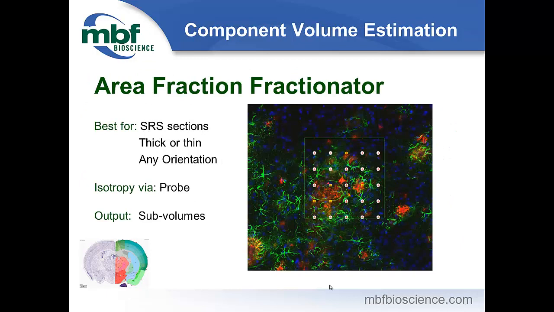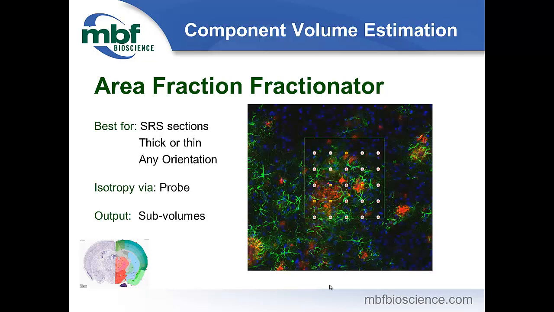If you're interested in the component volume, so for example, plaque load in a neuroscience application, you don't necessarily want to have to sample at this high a density in order to calculate how much of the cortex is occupied by A-beta plaques. Instead, what we can use is a technique that derives from the Cavalieri point counting principle called the area fraction fractionator.